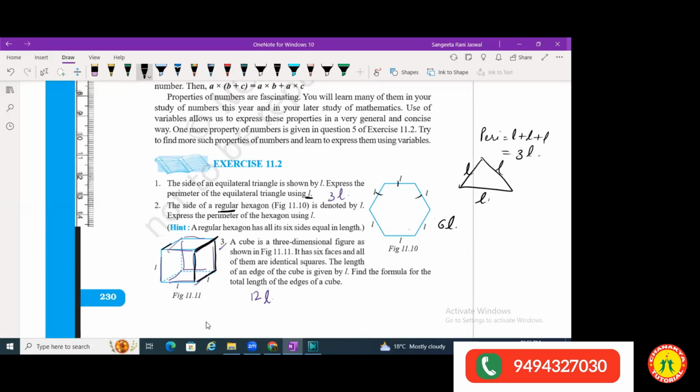So a cube has a total of 12 edges. 4 on the top, 1, 2, 3, 4. 4 at the bottom. 4 plus 4 gives you 8. And 4 on the sides, 1, 2, 3, and 4. So altogether you get 4 on the top, 4 at the bottom, and 4 on the sides. So 4 3s are 12. This is 12L.